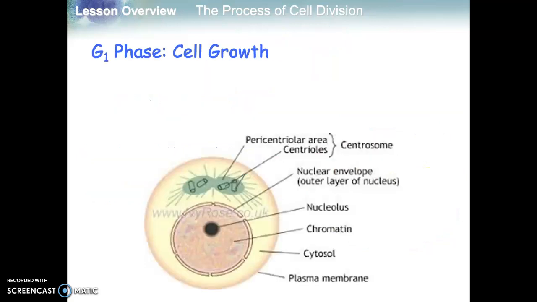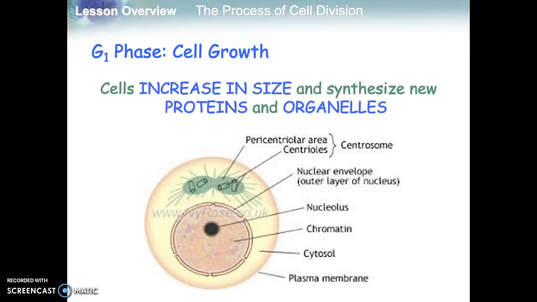So let's talk here about Gap 1 phase. This is mainly cell growth. It increases in size. It synthesizes new proteins. It synthesizes new organelles because each new cell that's going to get produced needs its own proteins and organelles. So once those new proteins and organelles are synthesized, they can be split up when the cell divides. So again, this is just a period of cell growth necessary so that each new cell will have all the necessary material.